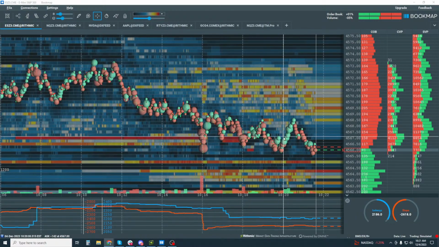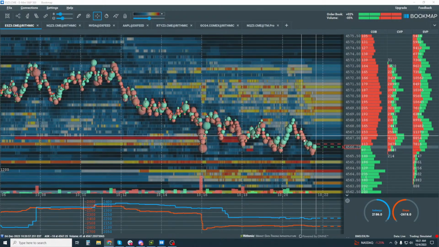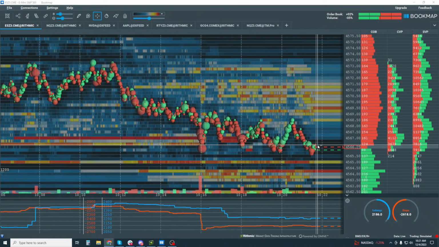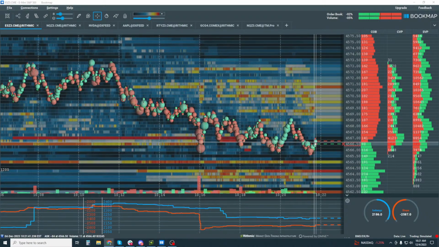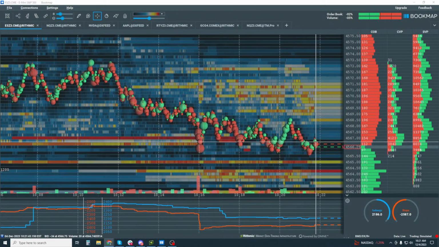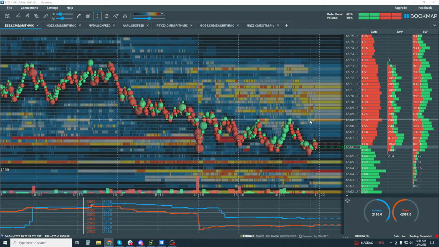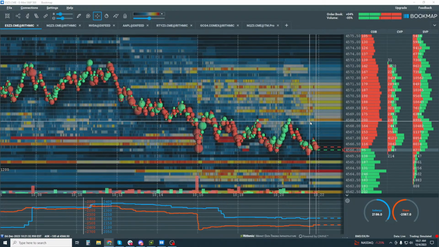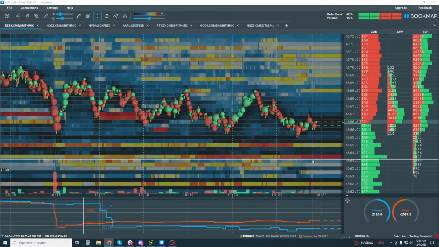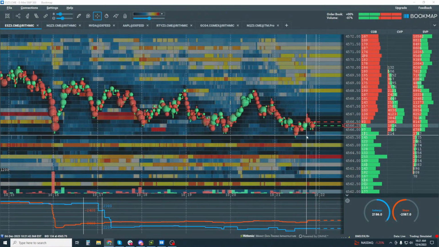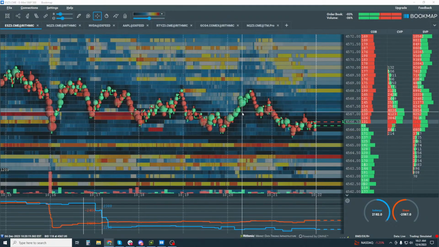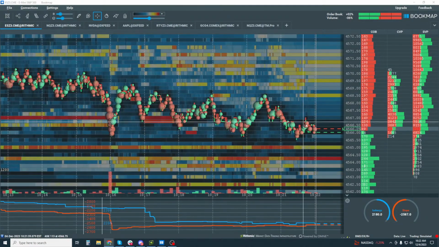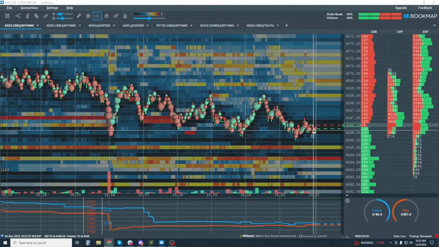So like right now, for example, there's buyers that came in here. There's sellers that brought it right back down to the bottom of the range. All right, so what if we get more buyers that curl in right here? Okay, we would look for the move back up to the top of the range. So that would be more of a range bound trade. Okay, we're not seeing that. We're seeing sellers down here.